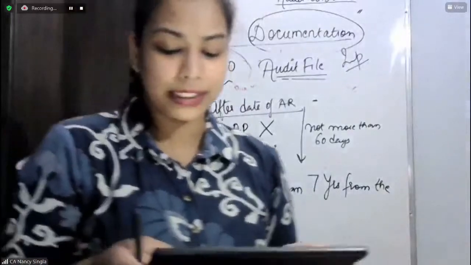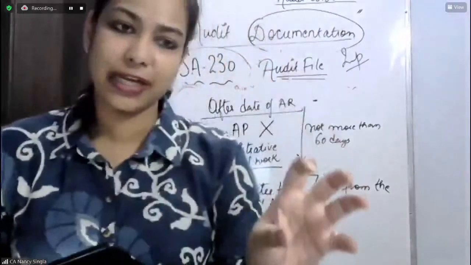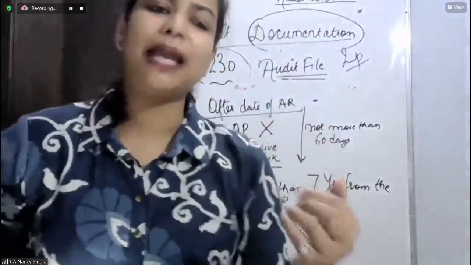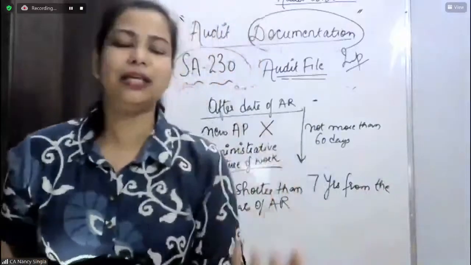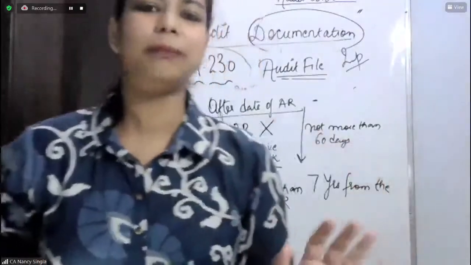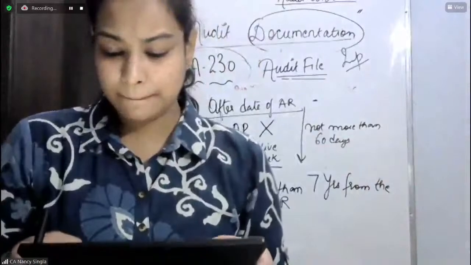Manoj, no, the auditor cannot modify audit documentation after the assembly. See, a 60-day period has been given to you, and practically within 60 days, the assembly part is complete. Okay?